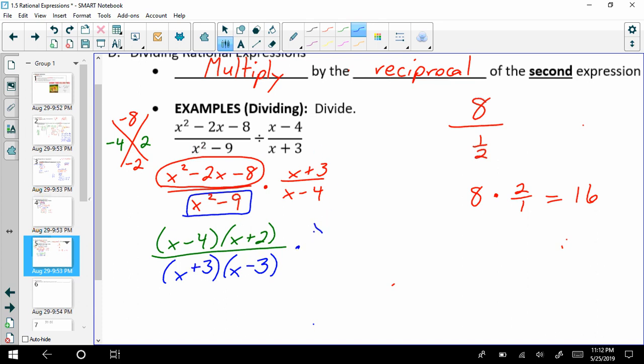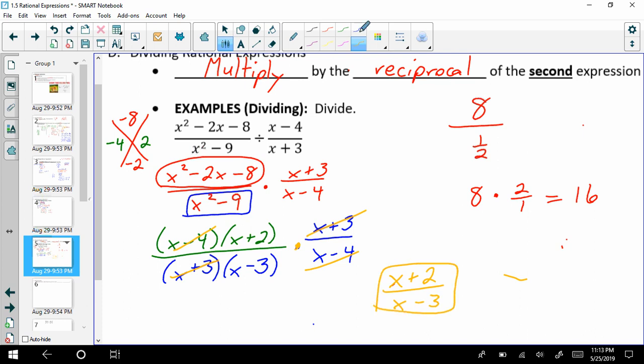Now I can't do anything with the other two guys, so I'm just going to bring them down. And now let's see if we can cancel anything. Can I cancel the x plus 3s? And you should say yes, because there's multiplication here. Can I cancel the x minus 4s? You should say yes, because there's multiplication. That would cancel the division. So it looks like I'm left with x plus 2 over x minus 3.